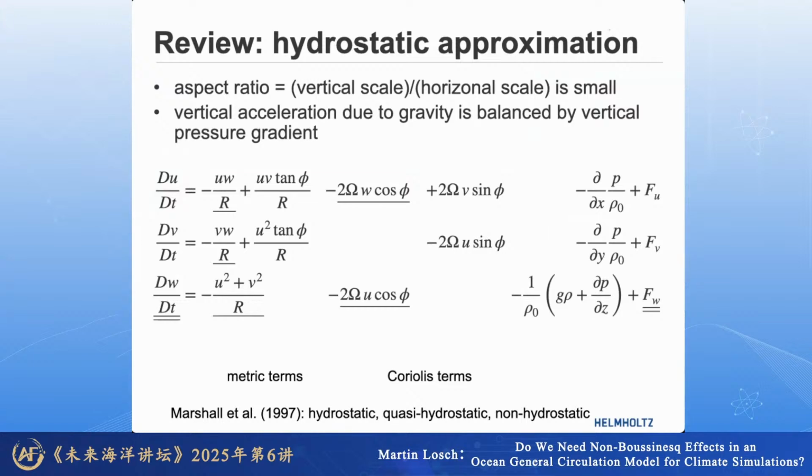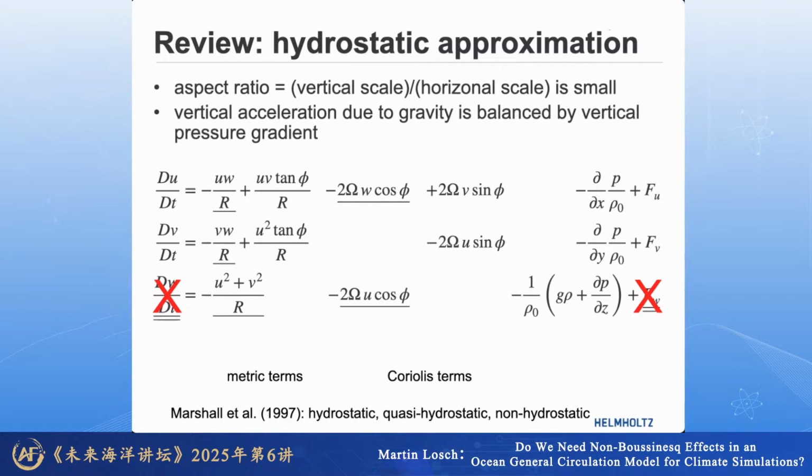The first approximation that one can make is that the vertical acceleration is relatively small compared to the other terms, that are the metric terms here and the Coriolis terms. So if we neglect these terms, and there are some friction terms here, F, we come up with the quasi-hydrostatic approximation. It's still not hydrostatic, because it still contains metric terms and second-order Coriolis terms.